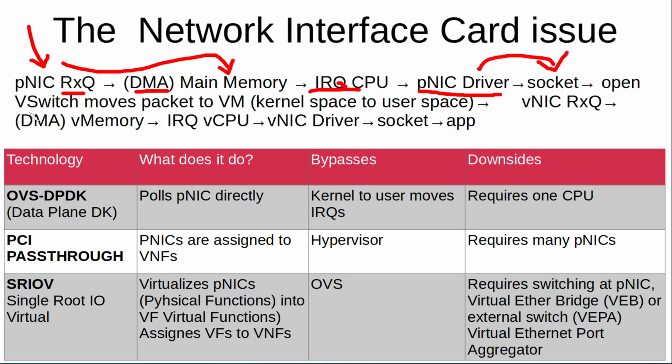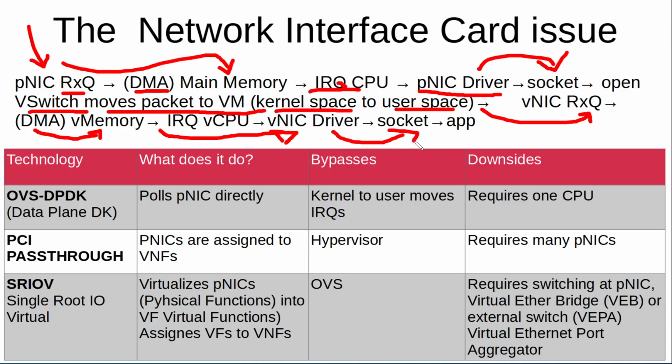be read by the Open Virtual Switch, and the Open Virtual Switch will have to move that packet to the virtual machine. That requires moving this data between the kernel space and the user space. That takes a lot of time. Finally, this data can arrive into the receiving queue of the virtual network interface card that will have to, again, do a direct memory access to place it in virtual memory. So an interrupt request can give temporal control to the virtual NIC driver that can place this data into a socket that can be read by the final application.